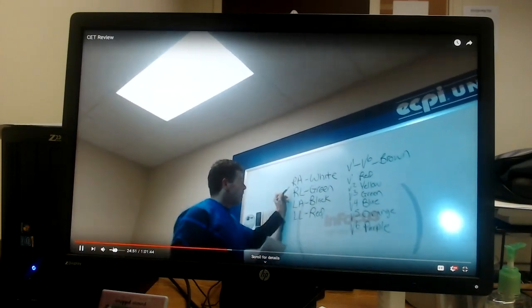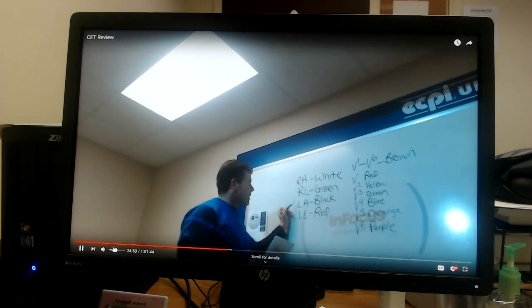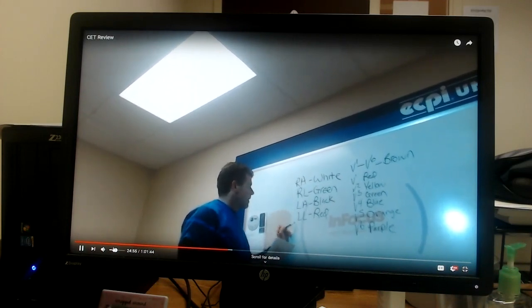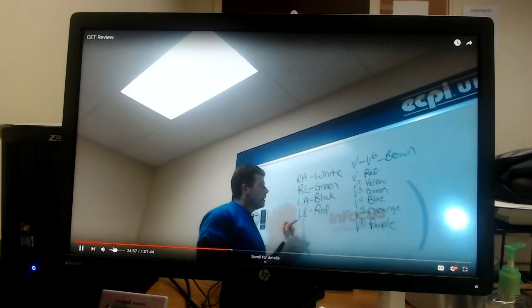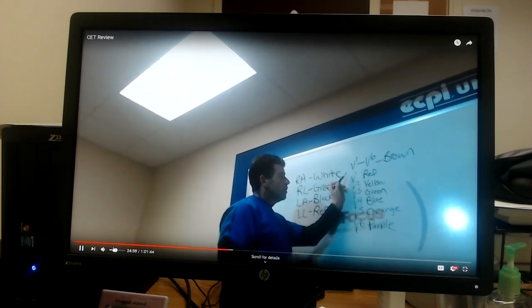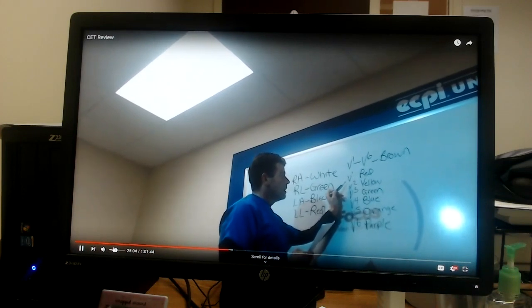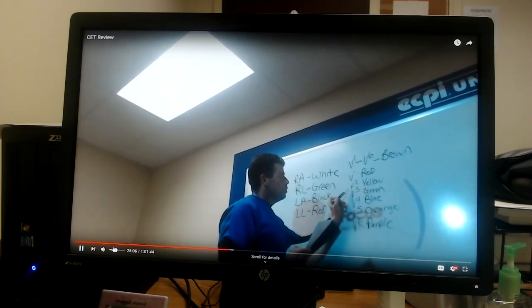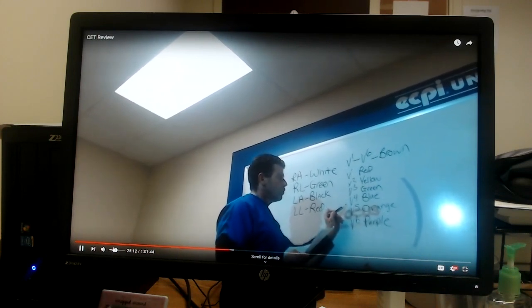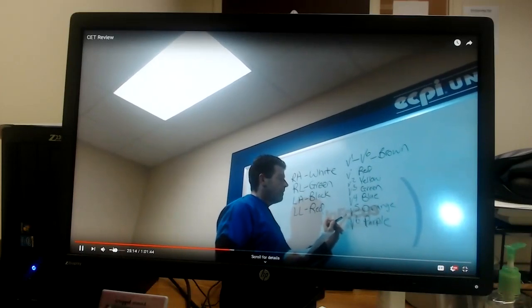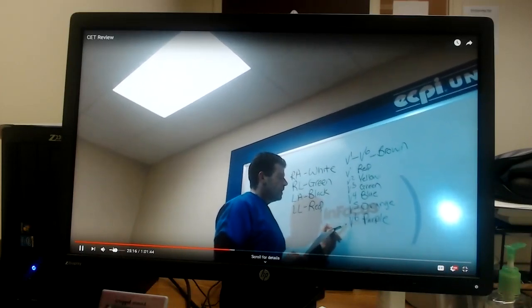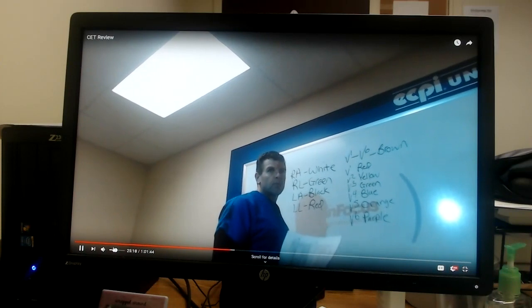So again, right arm white, right leg green, left arm black, left leg red. V1 through V6, they're brown, but V1 has a red ring, V2 brown with yellow ring, V3 brown with green, V4 brown with blue, V5 brown with orange, V6 brown with purple.